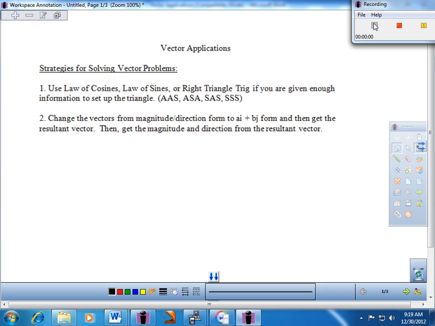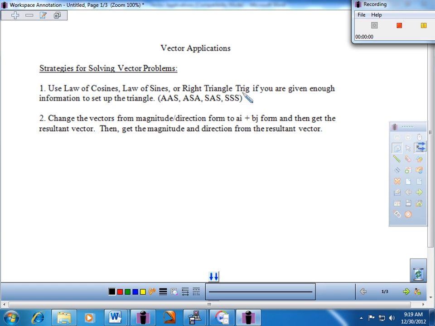There are just a couple strategies dealing with vector problems. And it's interesting to note there, the number one that I see in your paper, a lot of these diagrams that you're going to draw will create either a non-right triangle or a right triangle. And so if you look at that and you start to see some information form in that triangle that allows you to do law of cosines, law of sines, or right triangle trigonometry, then please do so. I think that's a great strategy.